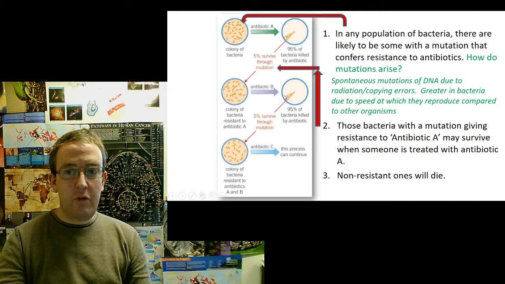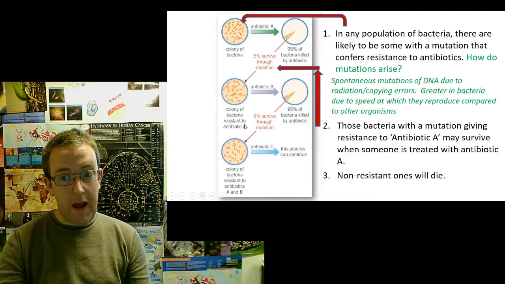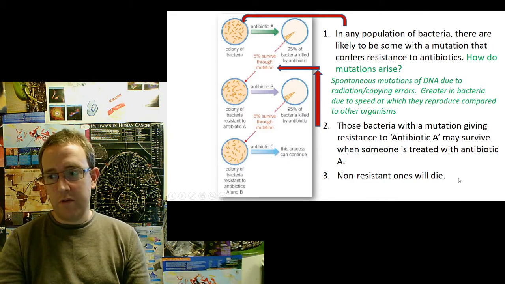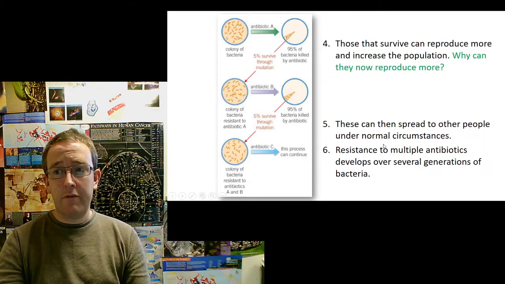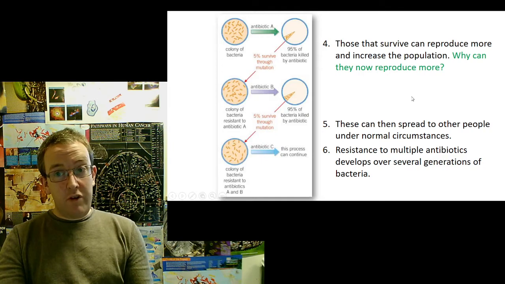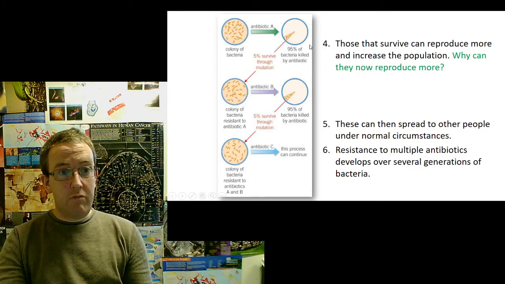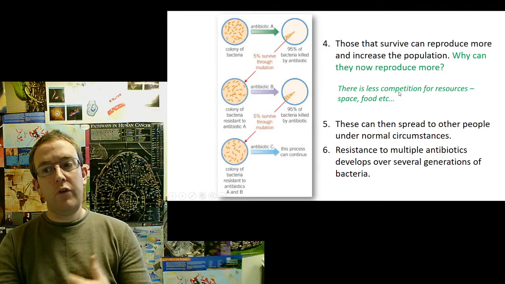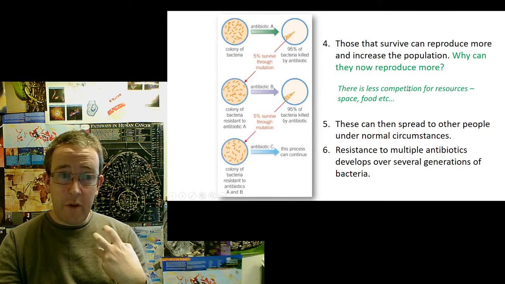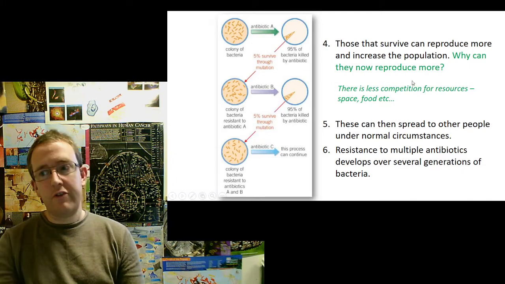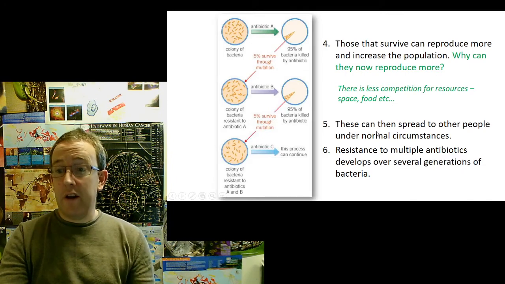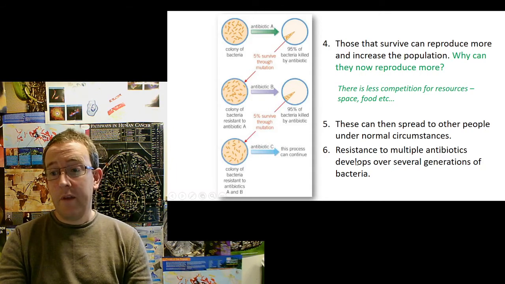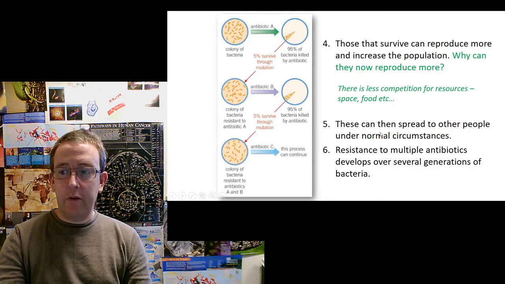Then, of course, you might add antibiotic B, same thing happens, antibiotic C, and on and on and on. Obviously, non-resistant ones die, resistant ones survive. Obviously, once you do kill off most of the population, why can the other ones now reproduce? Well, less competition for food, space, resources. They've got what we call a selective advantage, a natural selection advantage. These can then spread to other people under normal circumstances, and so on and so forth. Okay? Resistance to multiple antibiotics develops over lots of generations.